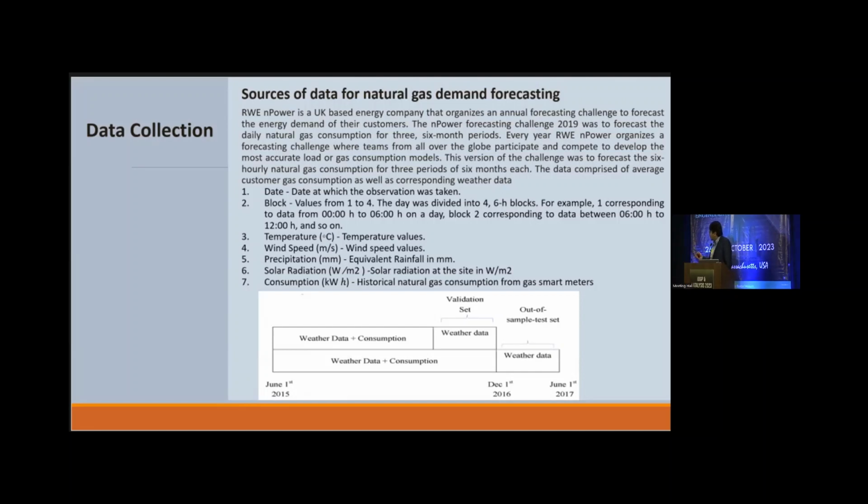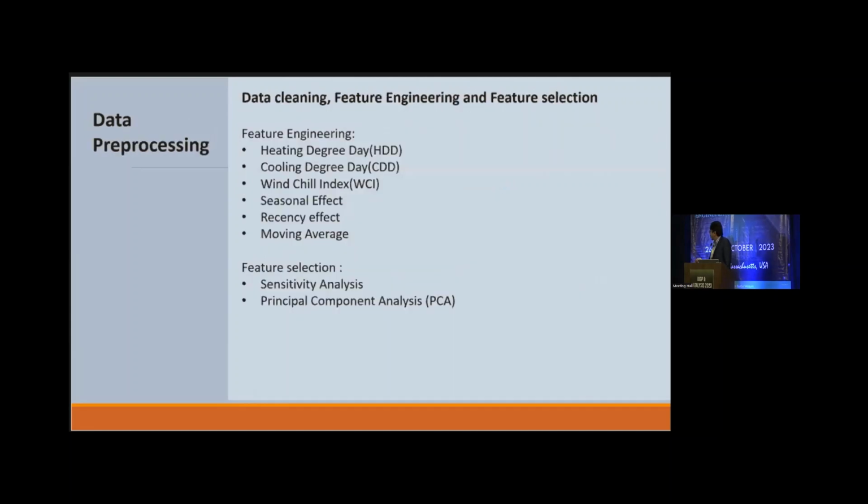Some of the data they provided us is the date, block, temperature, wind speed, precipitation, solar radiation, and our dependent variable, consumption, which we're going to forecast. Their data was divided into certain time periods, from June 2015 to June 2017, about two years of data. We used to forecast every six months, and the competition happened in three different rounds.